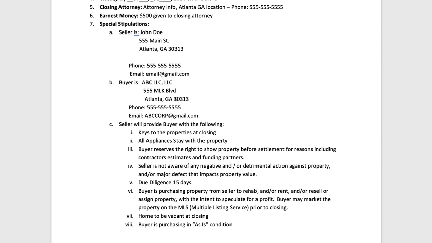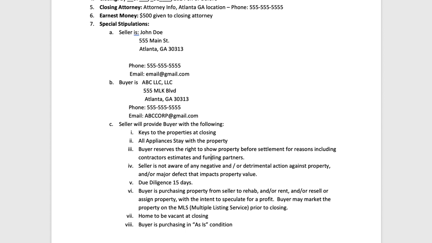I always put that the home has to be vacant at closing. Of course, there are some instances where I will take on the tenant if they're living there just to get the deal done. But I always put that stipulation in there. 90% of the time, the homes are vacant, so I don't have to go through eviction and things like that.